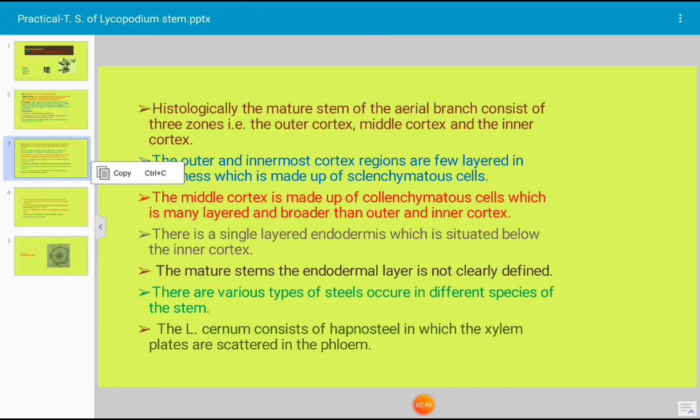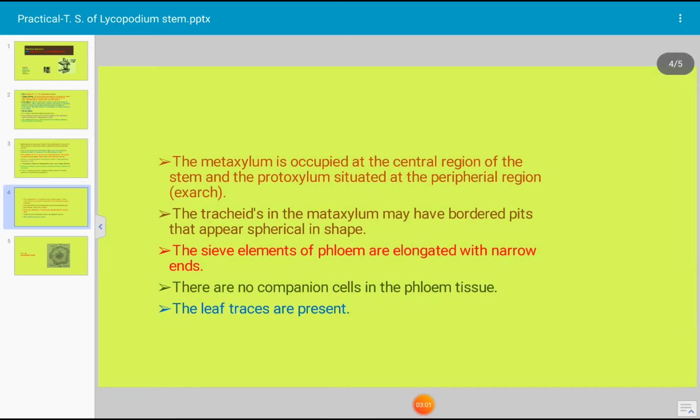Lycopodium cernuum, a species, consists of a plectostele in which the xylem plates are scattered in the phloem. The metaxylem occupies the central region of the stem, and the protoxylem is situated at the peripheral region. Hence, it is exarch type of xylem. The tracheids in the metaxylem may have bordered pits that appear spherical in shape. The sieve elements of phloem are elongated with narrow ends. There are no companion cells in the phloem tissue. Companion cells are absent. The leaf traces are present.